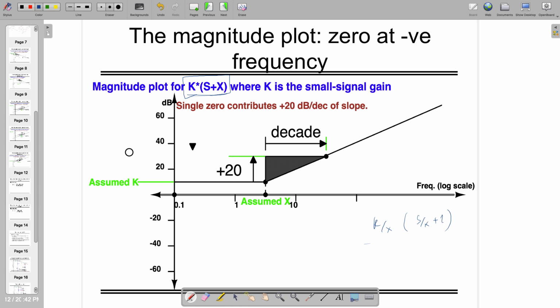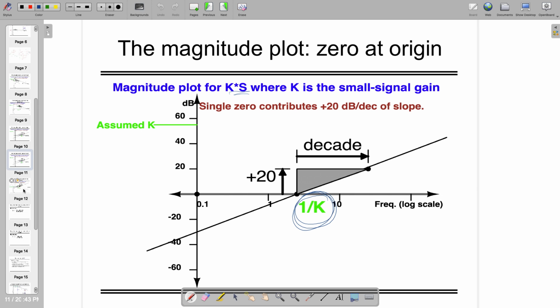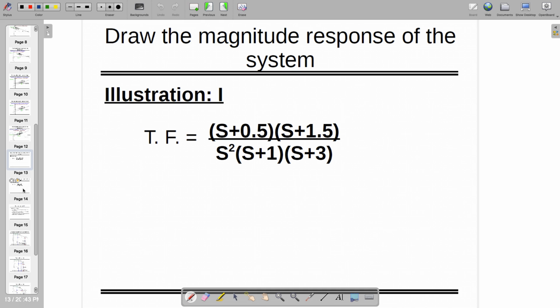So for assumed K, you need to find out 20 log K by X over here, and it's a constant line. When you reach the frequency of X, thereafter you have to draw plus 20 dB per decade. So you can have such a plot. But if you have to draw such things, you can start with, first of all, the small signal gain or K value like this.